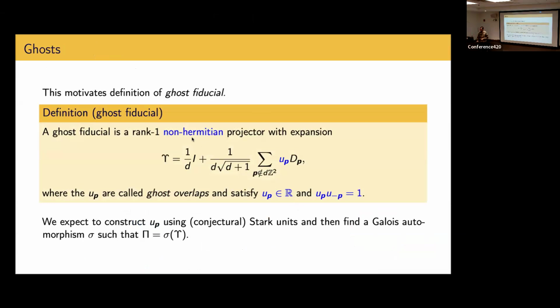I've just taken the previous definition and modified it slightly. Instead of calling it nu, I call it u. And instead of making them complex unit phases, I make them real numbers, because all Stark units are real numbers. And instead of hermiticity, this property here is actually preserved by this Galois conjugation map, so this property is left unchanged. But I lose hermiticity in general. In fact, you can prove that they're always non-Hermitian.